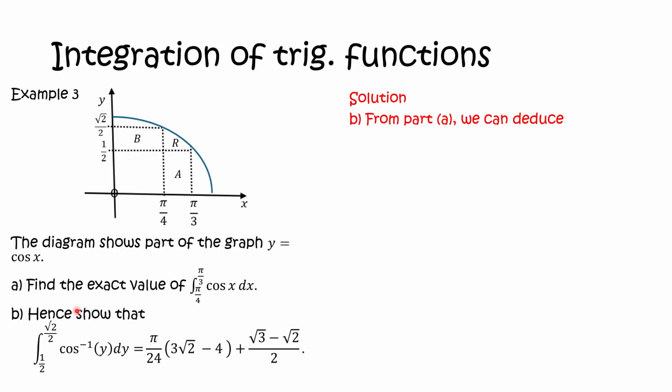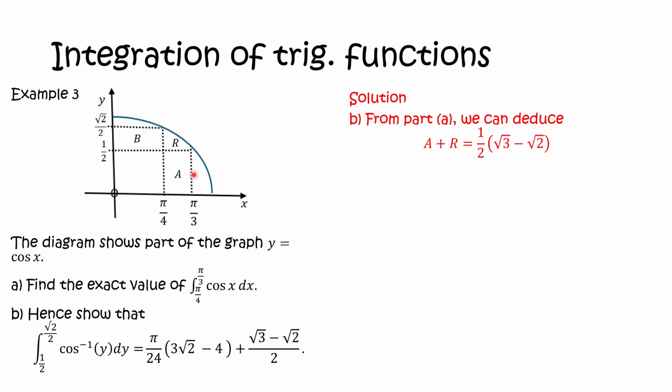Now, I'm going to highlight one thing. The moment you see the word hence, it refers to a continuation of what you have previously done. That is to say that with the answer that you obtained in A, show that that is equal to that. So you're not working this one from scratch. You're actually taking what you have from the previous step in order to get to this final answer, which is on the right-hand side.